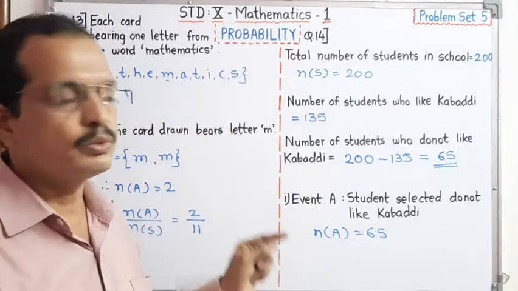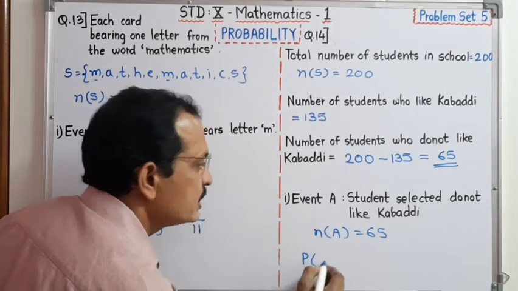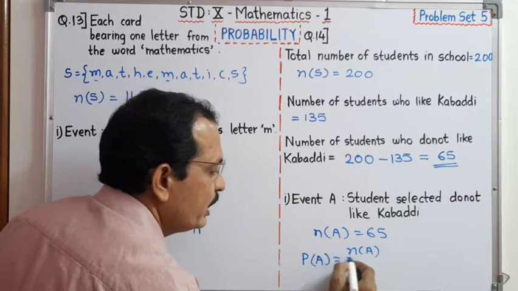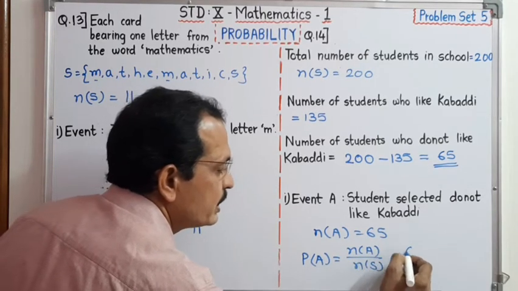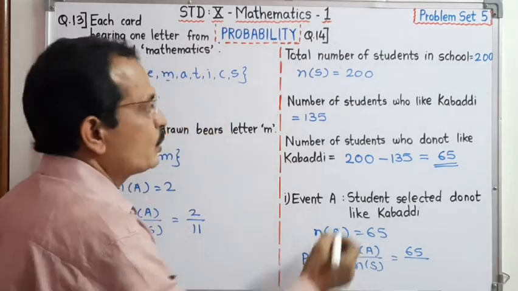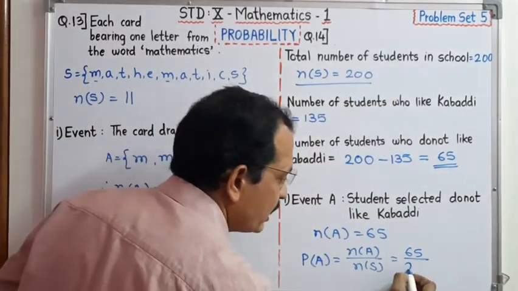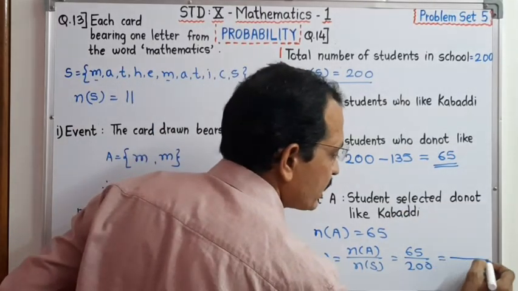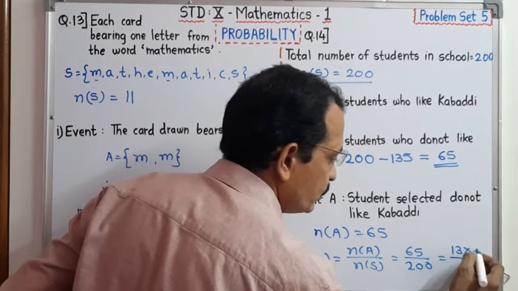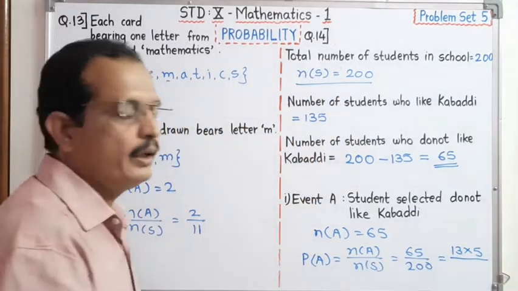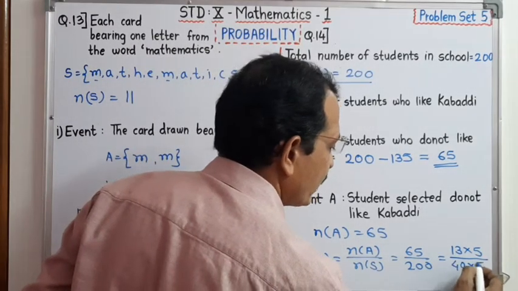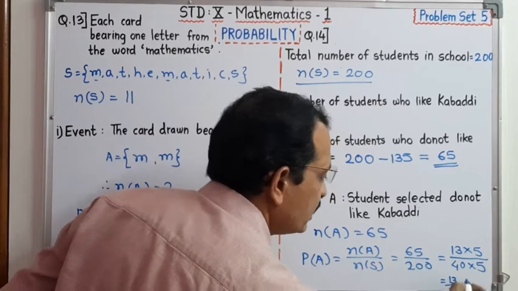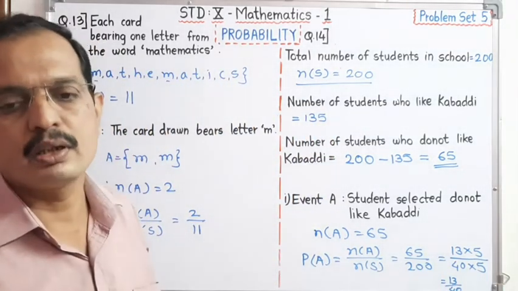Got it? From this, we have to find the probability that the selected student does not like kabaddi, that is P(A) is equal to n(A) upon n(S). Dear student, it is 65 upon total students, n(S) is equal to 200. Now we have to simplify this. Here we can write 13 into 5, and here 40 into 5. This 5 gets cancelled. The final answer will be 13 upon 40.